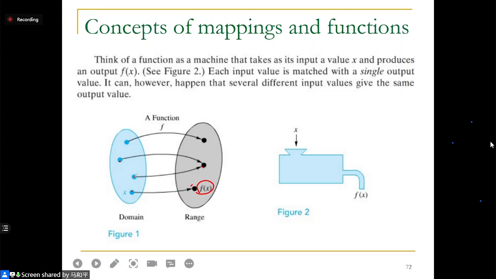It can, however, happen that several different input values give the same output value. For example, this input is x1, input is x2. Different input values, but f is a machine. This machine produces the same output, right? This is possible. Okay, this is okay.